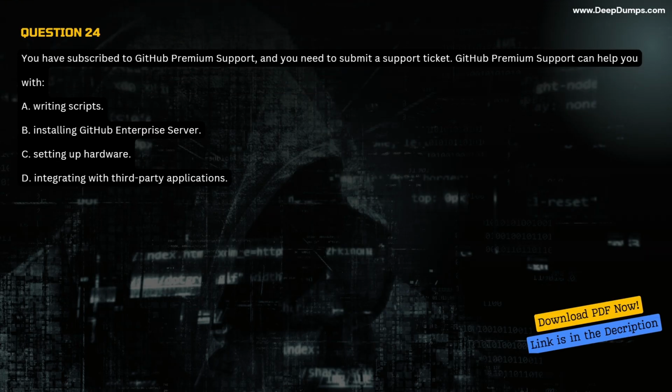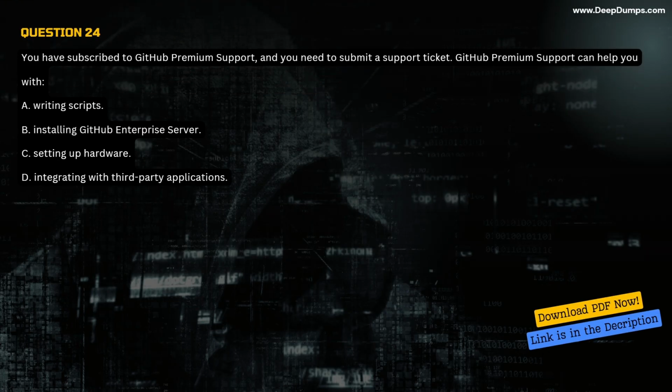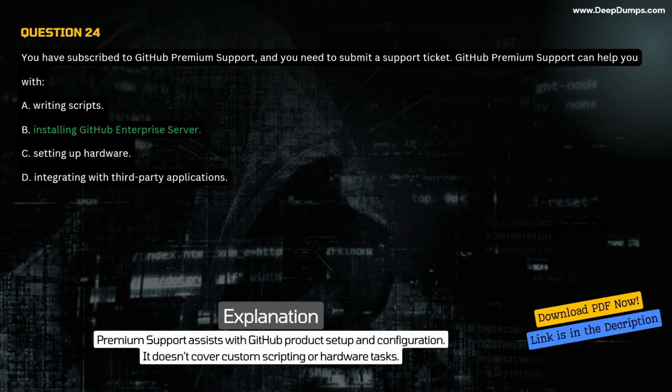Question 24. You have subscribed to GitHub Premium Support, and you need to submit a support ticket. GitHub Premium Support can help you with A. Writing scripts. B. Installing GitHub Enterprise Server. C. Setting up hardware. D. Integrating with third-party applications. Correct answer B. Installing GitHub Enterprise Server. Explanation. Premium support assists with GitHub product setup and configuration. It doesn't cover custom scripting or hardware tasks.